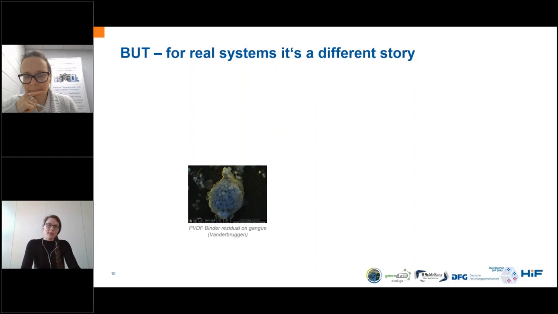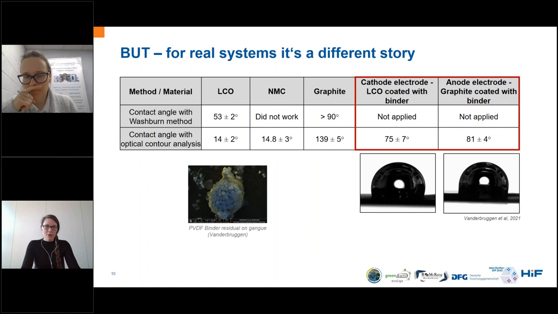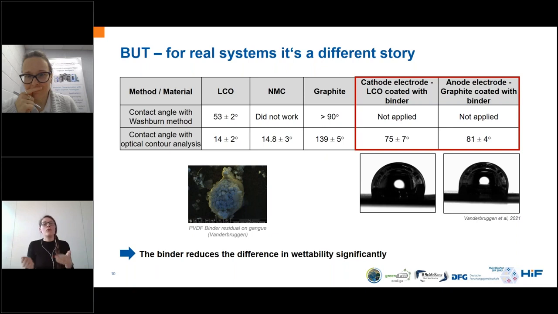And if we now do the contact angle measurements again, here you can already see we have a contact angle for LCO, which is coated with a binder, of 75 degrees, and the graphite coated with a binder is 81 degrees. So here you can already see that this really nice difference that we had before for the pure materials is basically gone. And yeah, this is all due to the binder.